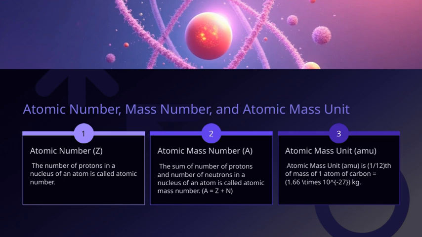It's fundamental because it defines the element itself. For example, all carbon atoms have 6 protons, so their atomic number is 6. These three concepts, atomic number, atomic mass number, and atomic mass unit, are key to understanding the structure of atoms and how we measure and compare different elements. They form the foundation of atomic theory and help us grasp the building blocks of matter.